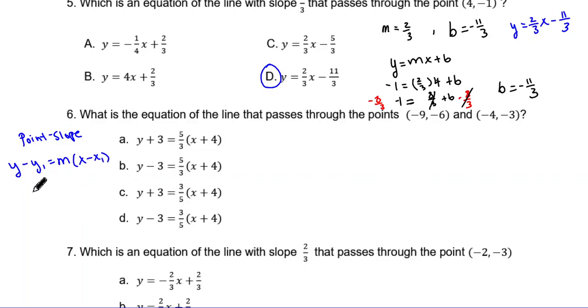All right, let me see if I can figure this out without using Desmos. So the y coordinate, you can pick this coordinate or this coordinate, it doesn't matter. Actually, I'll go ahead and pick this coordinate because I see the 4 and the 3 here. So this is my x, this is my y, the point y is at negative 3. So you have y minus negative 3 equals my slope. Now the slope, I can go ahead and figure that out using Desmos.